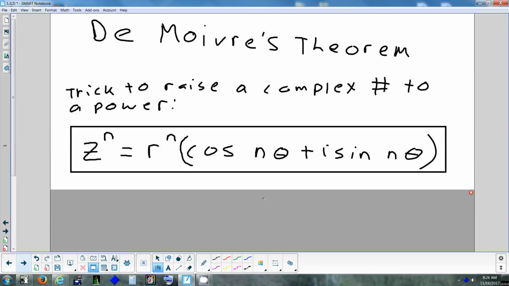So the trick, if you have a complex number in polar, is take your radius and raise it to the power. Whatever your radius is, raise it to the power. Next, you have to find your angle. To do that, take your angle and multiply it by the power.